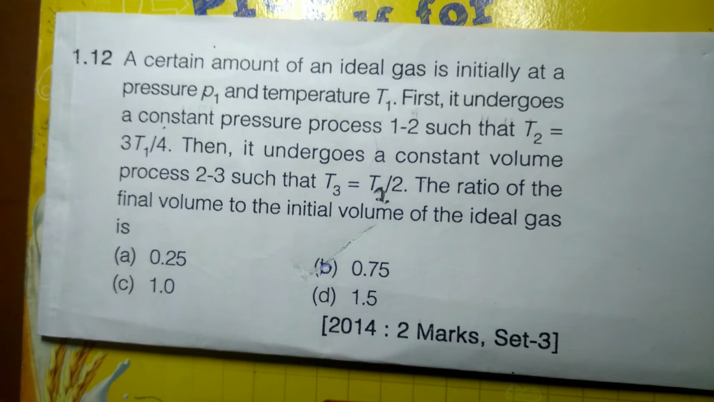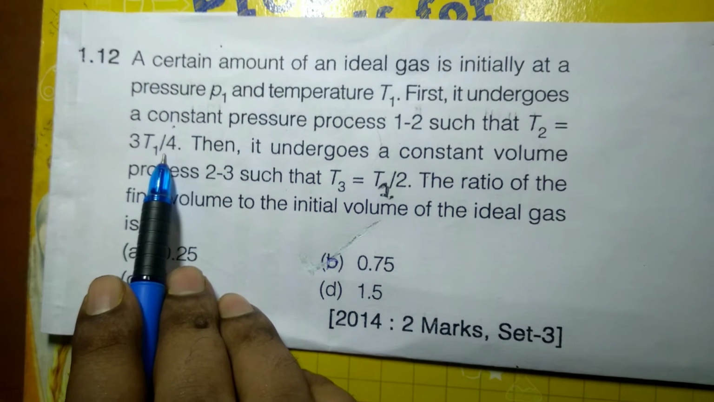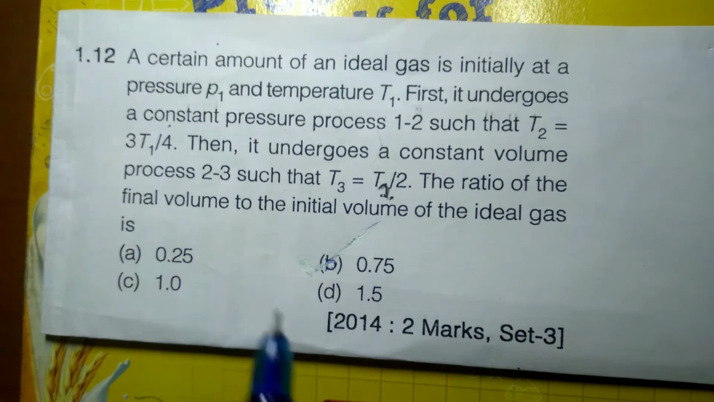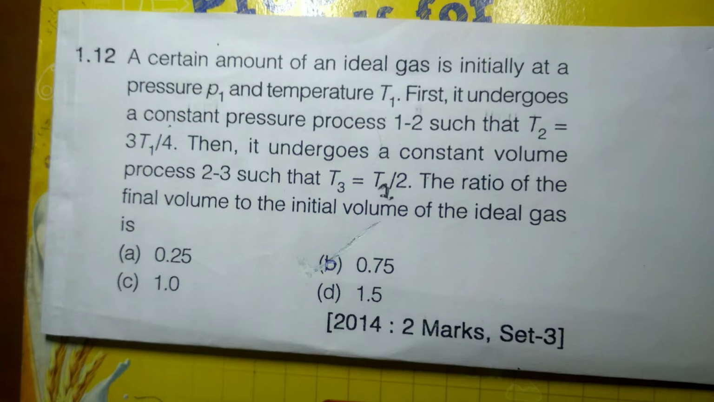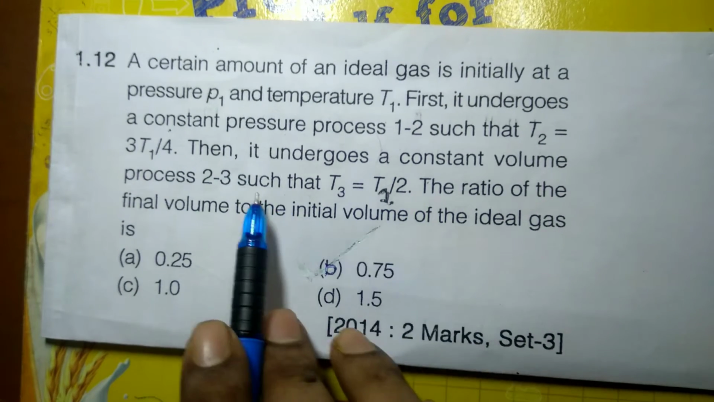and 1.5. So in this case also the system contains ideal gas and initial pressure and temperature are given, that is P1 and T1. First it undergoes a constant pressure process 1-2 such that T2 is equal to 3T1 by 4. T2 is less than T1 in this case. So we have to plot the process on PV diagram, then we will be able to answer.